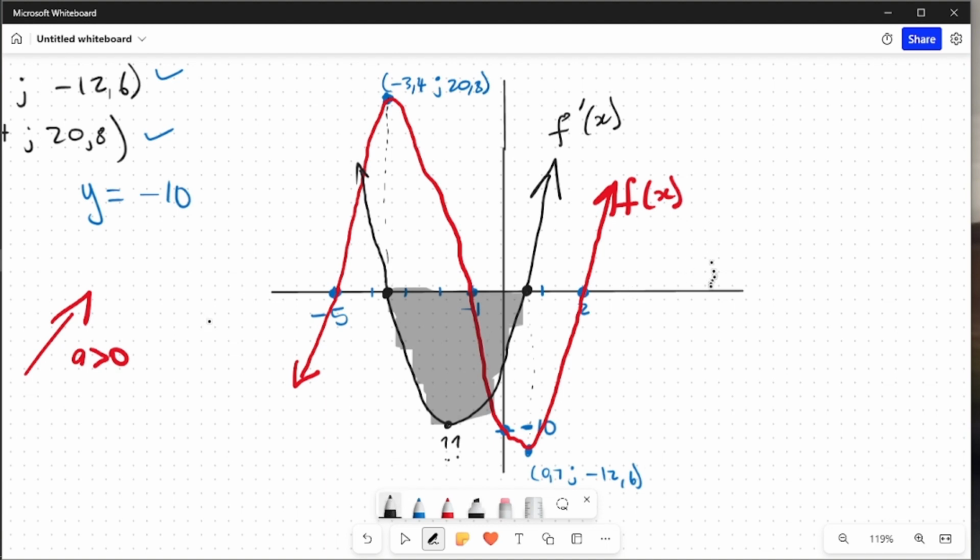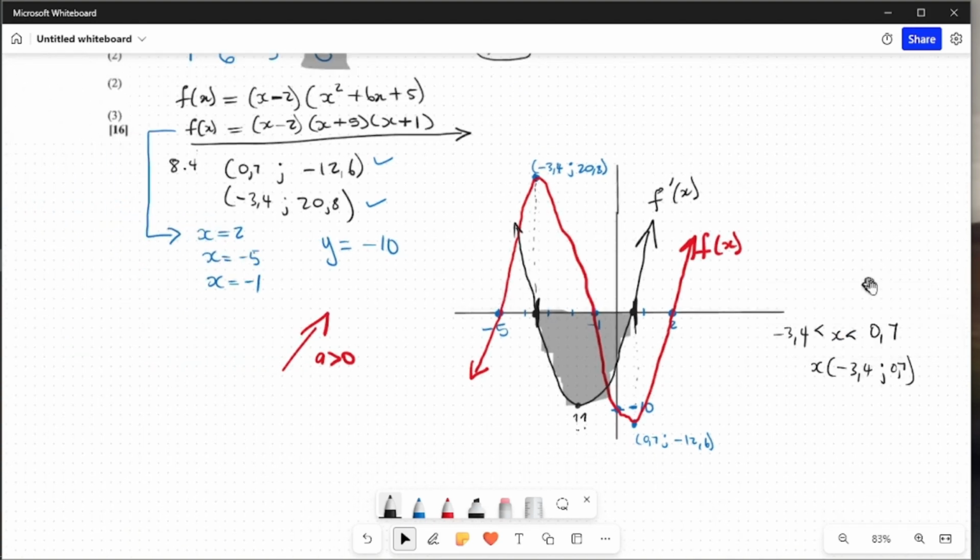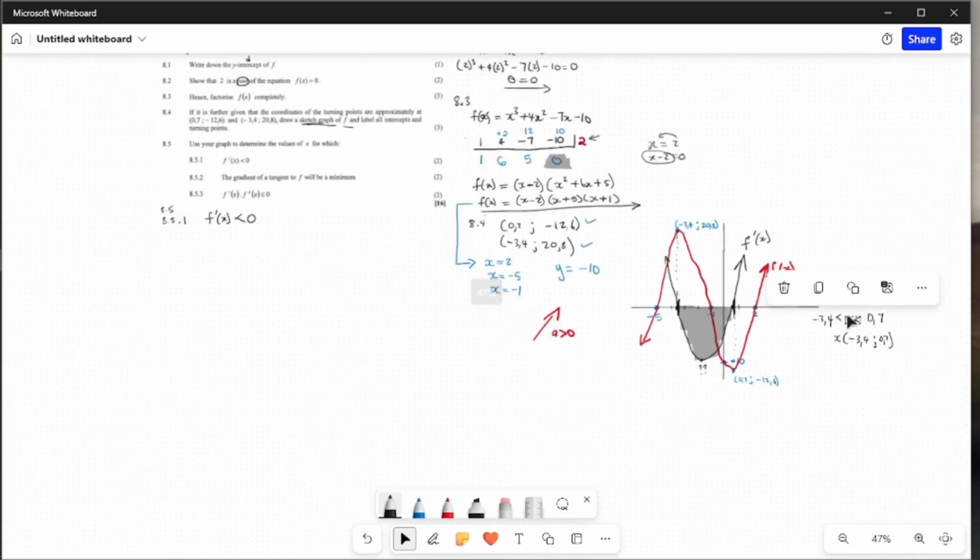But what x values now? The x values will be the x value here, which is negative 3,4, and the x value there, which is 0,7. That means x is between those two points. If you like, you can write it like this: x is an element of negative 3,4 all the way to 0,7. So this is your answer. I hope it makes perfect sense.